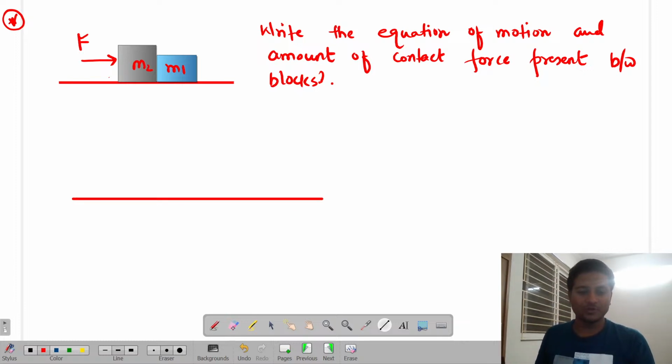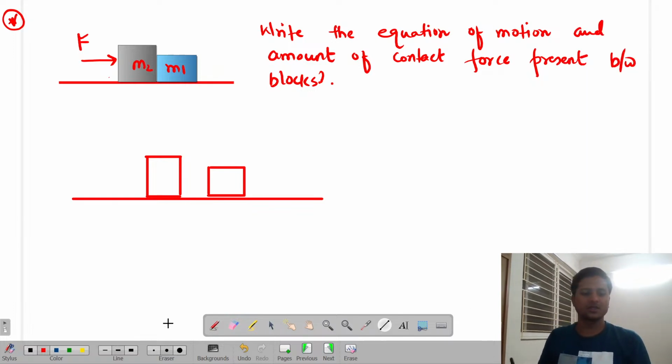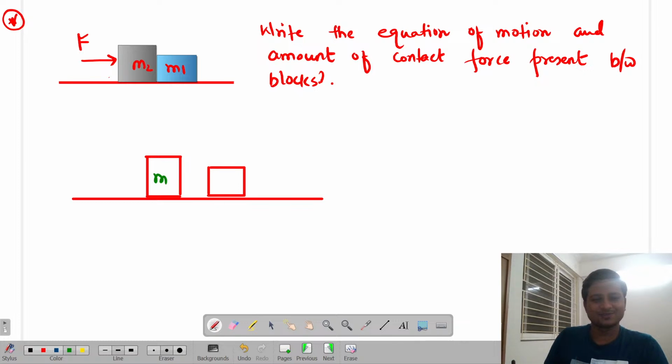You have only how many minutes? 2 minutes. Okay. So this is my M1. Just do one thing, separate these blocks. Every time, separate them, you'll get the clear idea. This is my mass M1, this is my mass M2. I applied a force F over here, got it or not?